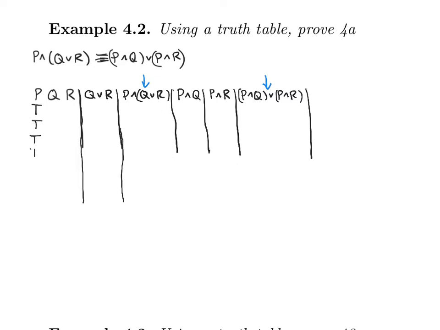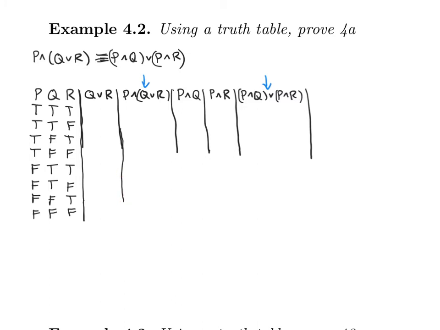True, true, true, true. False, false, false, false. Then we have true, true, false, false, true, true, false, false. And true, false, true, false, true, false, true, false. That's all 8 possibilities for P, Q, and R being true or false. Okay. Now let's figure out.